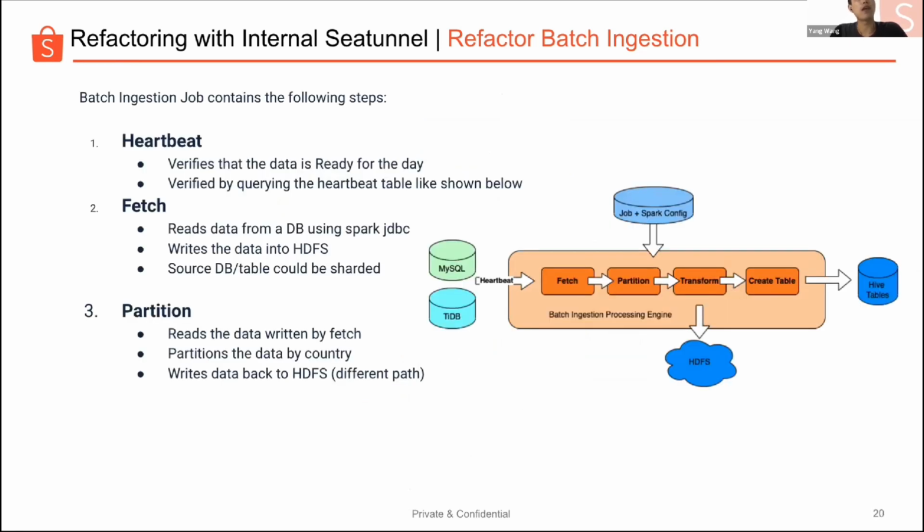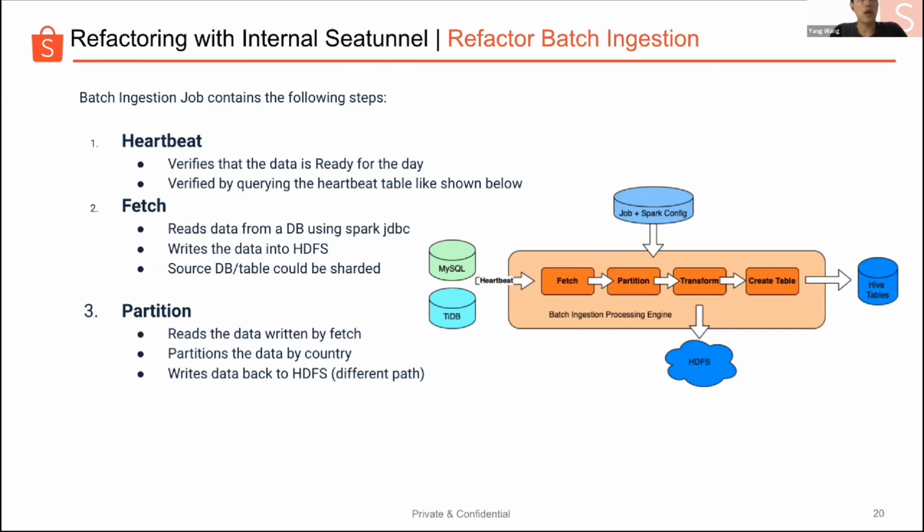Let's take a look at what steps a whole batch ingestion job will contain. As this example diagram shows, it includes 4 steps: fetch, partition, transformation, and table creation. Each step is a Spark application. So a BTI job is a DAG, or we can call it a data flow, which consists of several self-defined steps. Among them, fetch and create table are always required.